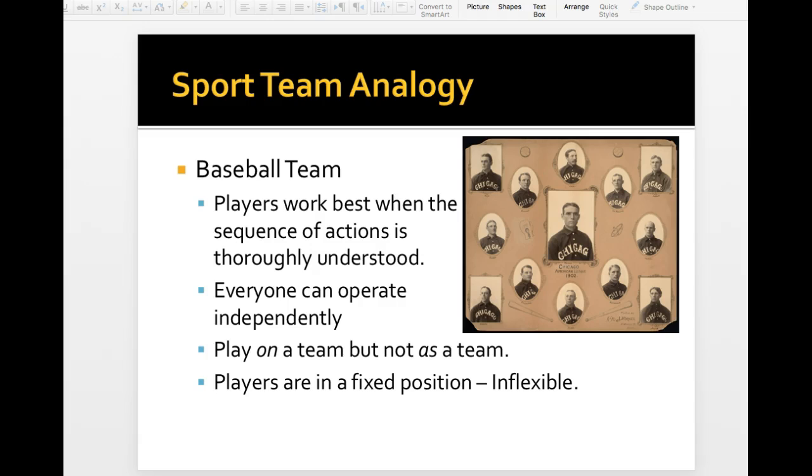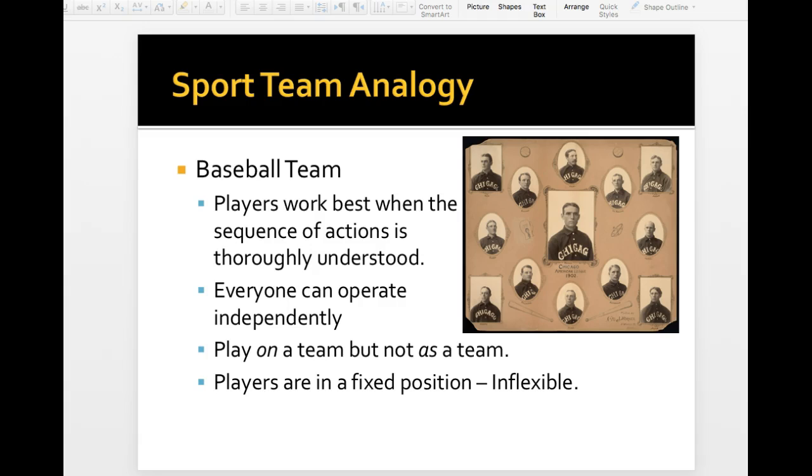Everybody can operate individually, but what's unique about the baseball team that is different than the golf team is that players are in a fixed position. So it's not a very flexible position. You learn third base and that's your specialty. You're the pitcher and that's your specialty. You're still playing on a team, but not as a team. So you have all of your own specific jobs to do and you carry them out in sequence. That's very much like many groups and how they operate today. They have specific jobs that they carry out in a certain sequence.